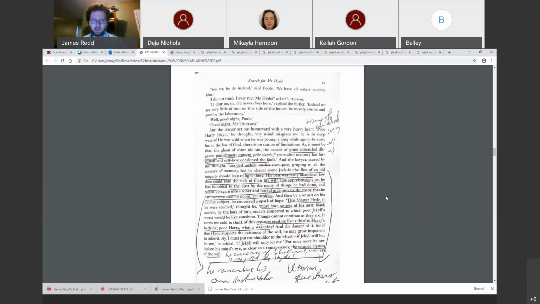On page 17, though, look at Utterson. Utterson looks back at his own past. He brooded a while on his past. And he wonders if he himself has something that he has hidden that, if somebody blackmailed him, could come back up. And he says his past was fairly blameless. "Few men could read the rolls of their life with less apprehension, yet he was humbled to the dust by the many ill things he had done, and raised up again into a sober and fearful gratitude by the many that he had come so near to doing, yet avoided."